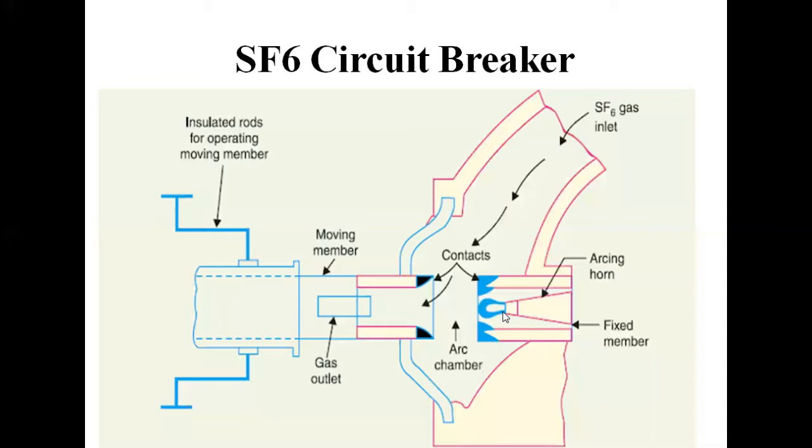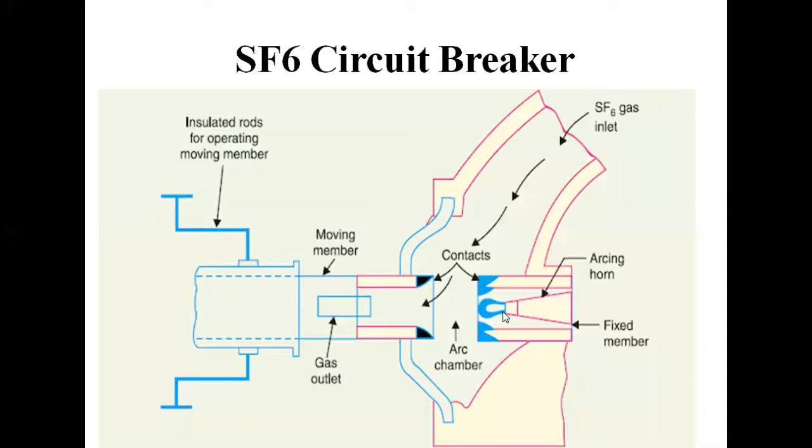Now, the very basic purpose of the circuit breaker is that whenever there is a short circuit or a breakdown, the moving contact and fixed contact open and break the circuit. When they break the circuit, high current is flowing between the moving contact and fixed contact, so there is always an arc. There are many ways to extinguish this arc. In this particular circuit breaker, we are using SF6 gas, that is sulfur hexafluoride gas.